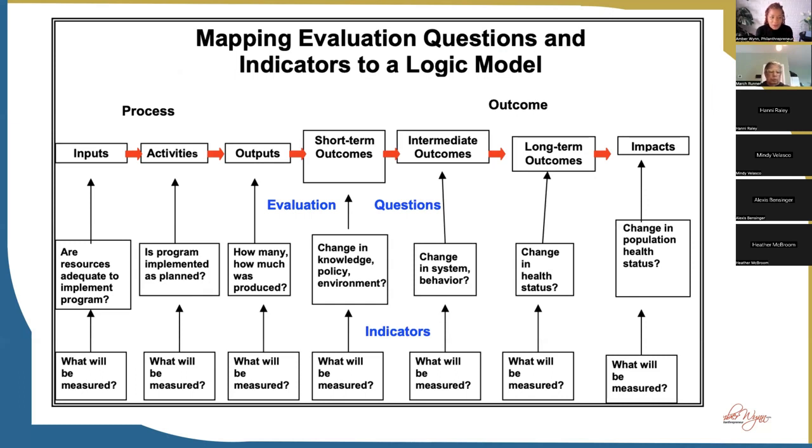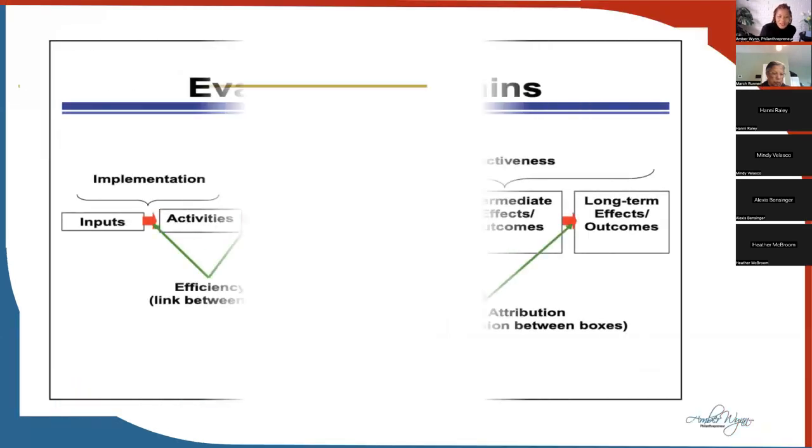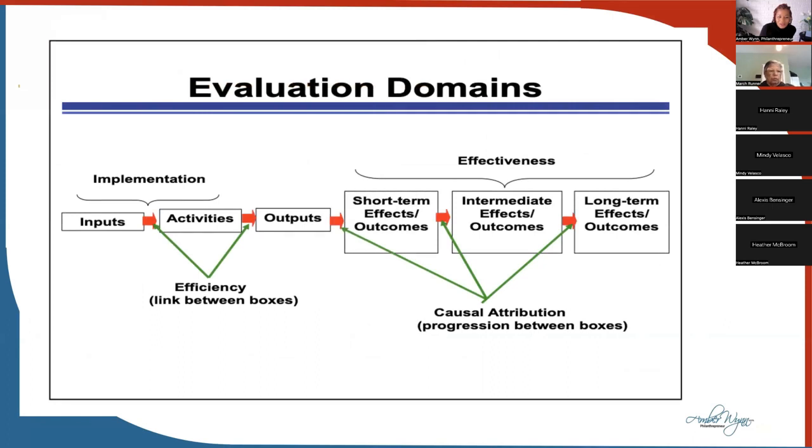But this page, if you take a screenshot of it, when you put the program together and you're talking to your stakeholders, this is how you get to the evaluation questions. And this is what it looks like. Your inputs, your activities, and your outputs, are they efficient? So you get to measure, this is what I'm putting in. Is it enough to get me to X, Y, and Z? This is what I'm putting in. Is it enough to get to the outputs?